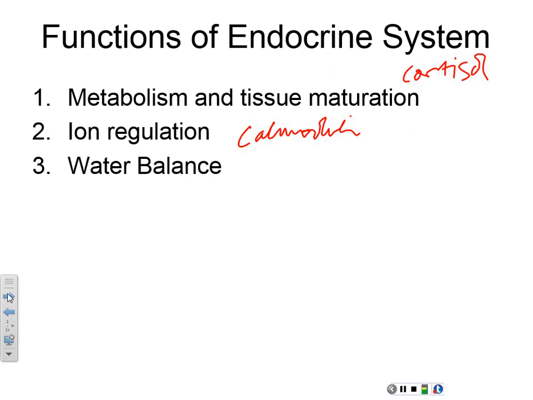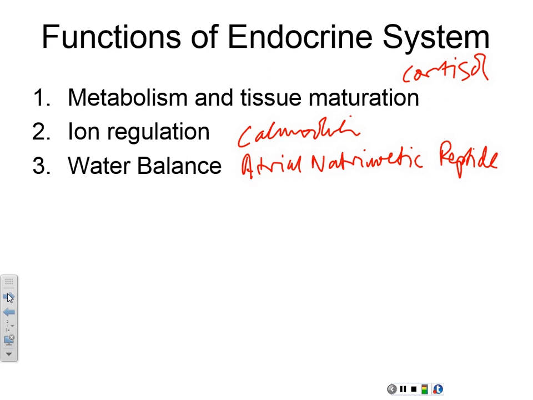Water balance: there are hormones that will affect the kidney. Some of them also have to do with the heart. For instance, there's a hormone called atrial natriuretic peptide. Water balance has to do with the amount of blood you have. The more fluid you have, the more blood you have, and the higher the blood pressure.